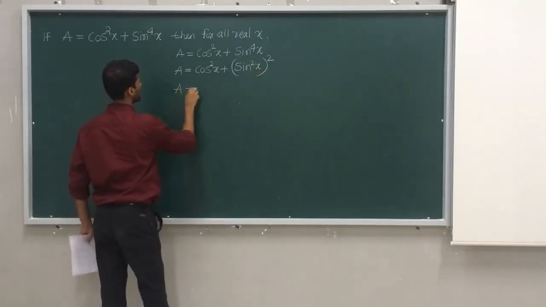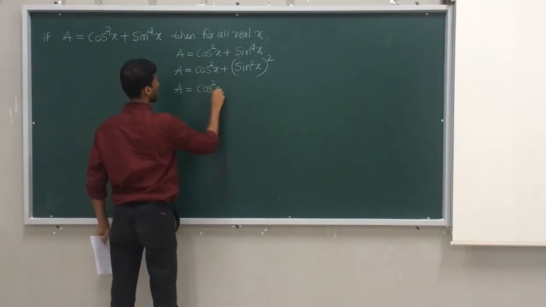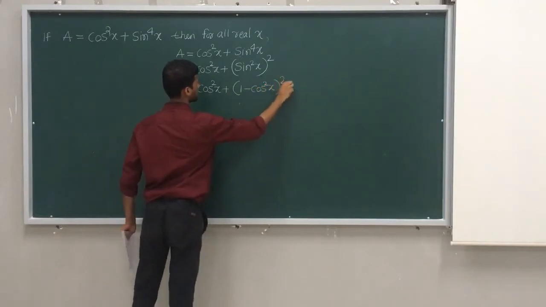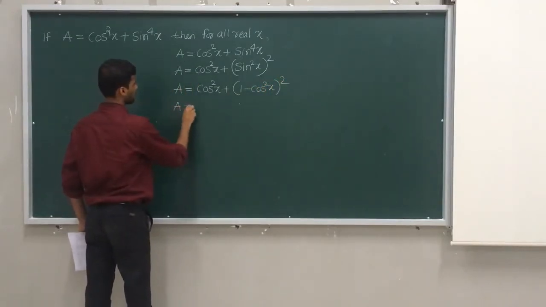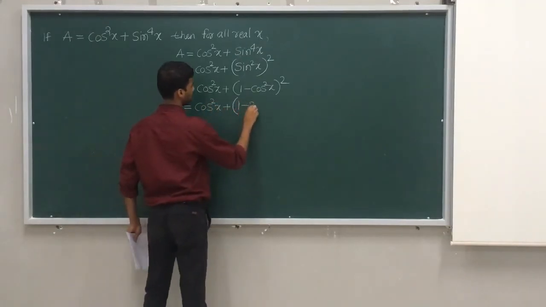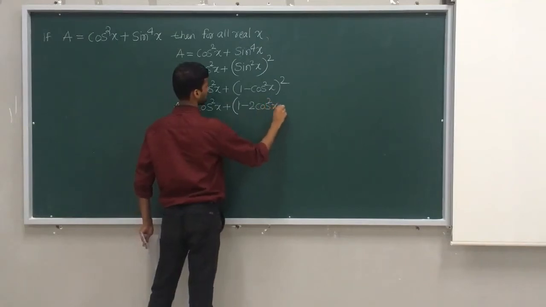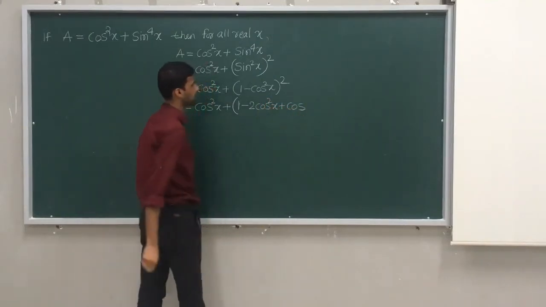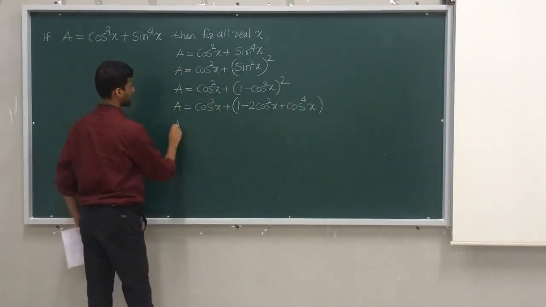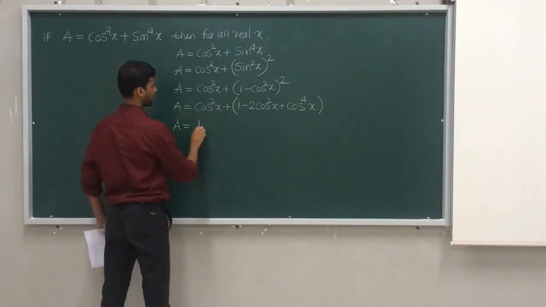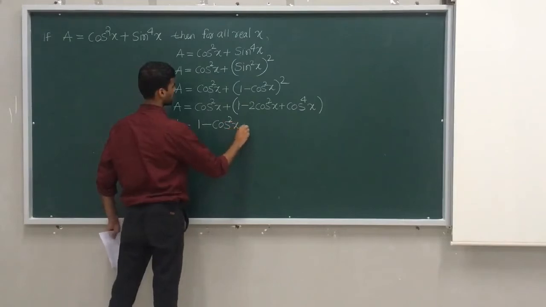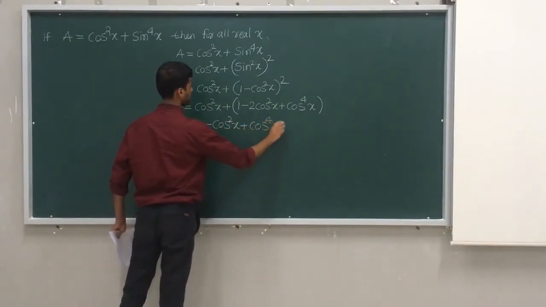Now sin square x can be written as 1 minus cos square x, the whole square. Hope you understand. Next, let me expand using (a minus b) the whole square: 1 minus 2 cos square x plus cos raised to 4x. Now A equals cos square x minus 2 cos square x, which is minus cos square x, plus cos raised to 4x.